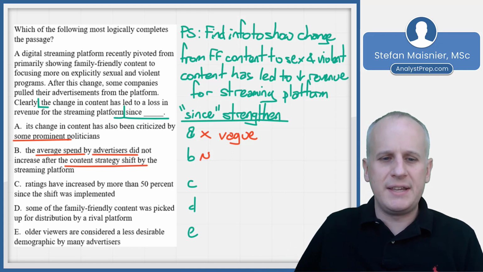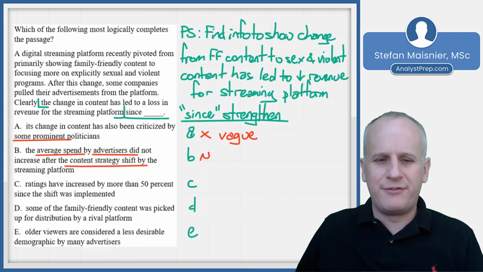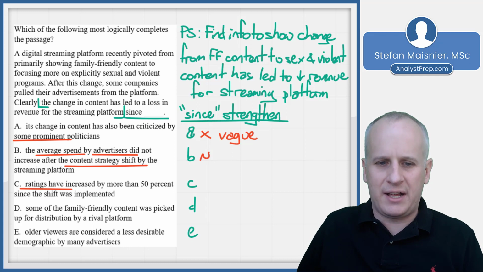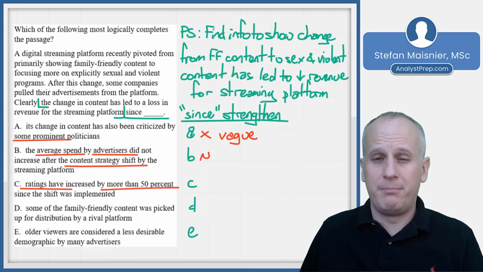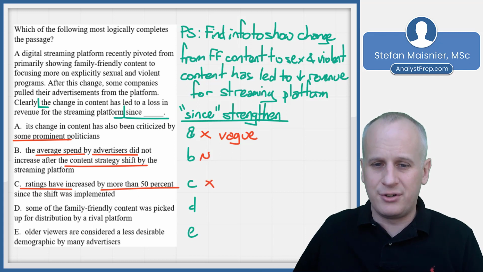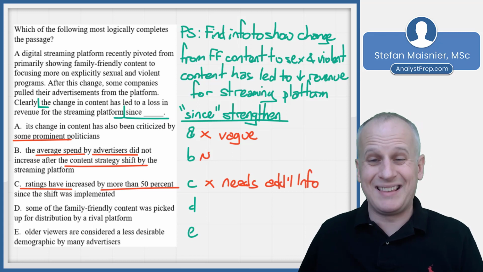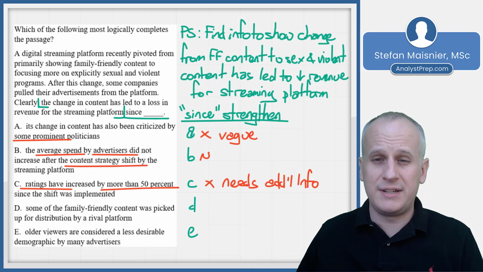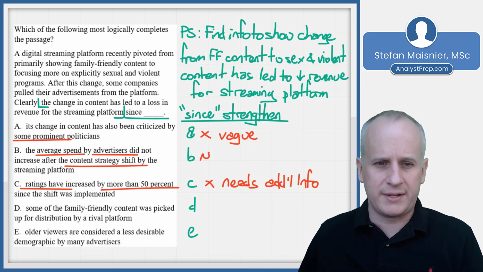Now, choice C, ratings have increased by more than 50% since the shift was implemented. Well, ratings having gone up, that could help, but we don't necessarily know. It still requires additional information, because without knowing that those ratings led directly to increased ad sales from some other advertisers, we don't have the evidence that there's been this loss in revenue.